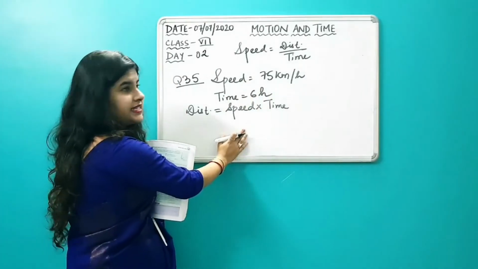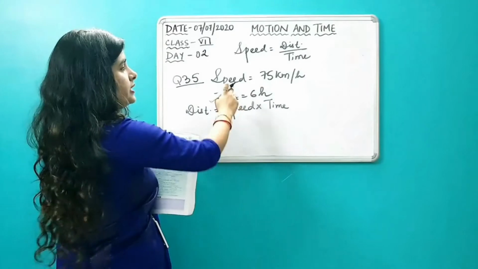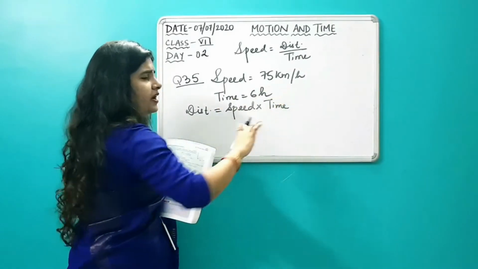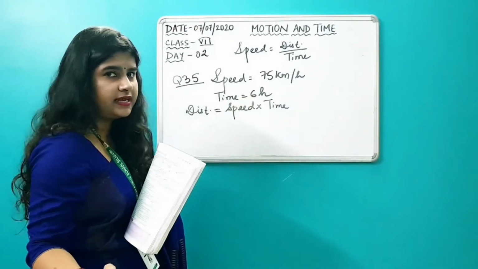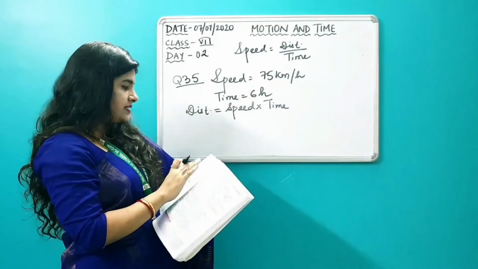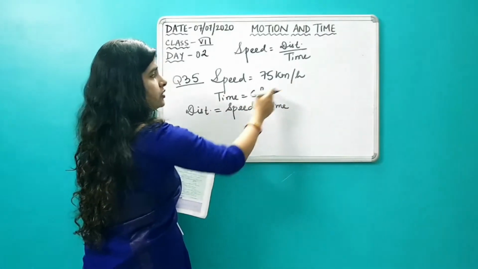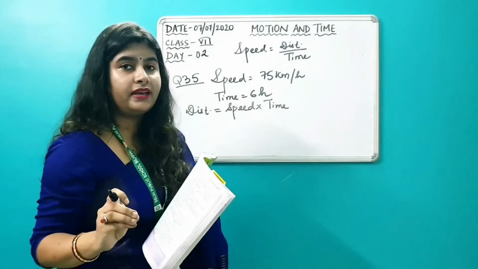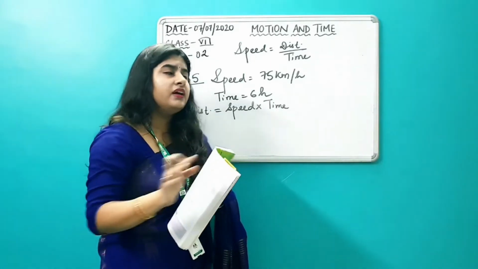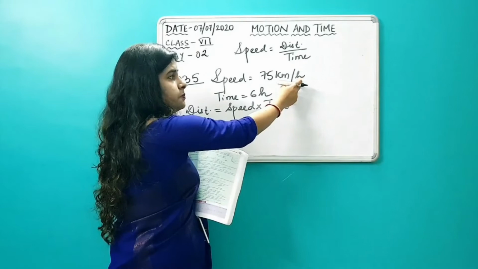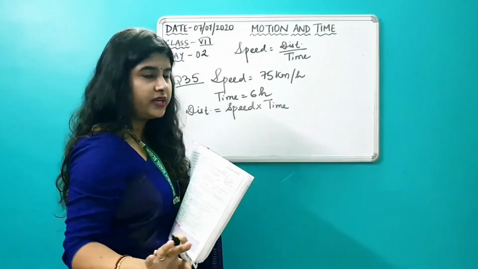Before implementing it in the formula, I have to check the units. The unit of speed is given in kilometer per hour, it is okay. And time is also in hour, so I don't have to change anything. The question is not asking me to convert anything. So always keep one thing in mind before solving: the units should match. In speed, your time is in hour and here your time is in hour, so you don't have to do anything.